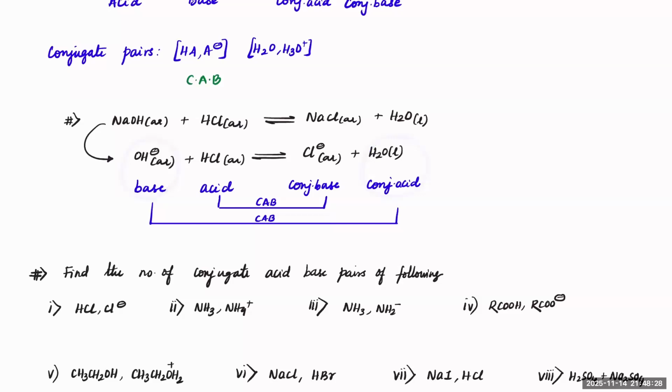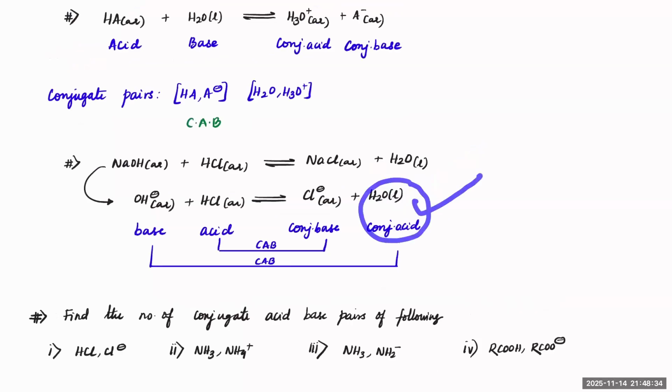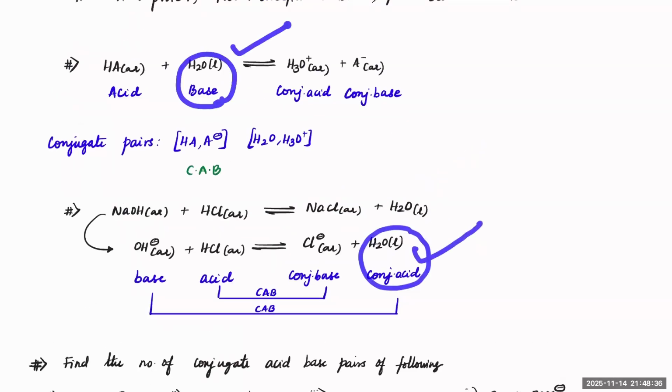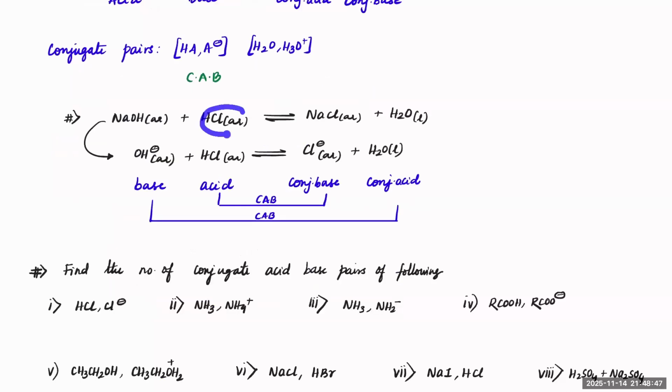Clear? Now in this particular example, water is an acid. In the above example, water is a base. Remember, water is amphoteric, which means it can behave like both acid as well as base, depending upon the situation of the solution. Similarly, HCl is an acid here because it is releasing H plus, and Cl minus is the conjugate base of HCl. So this is a conjugate pair, this is a conjugate pair.